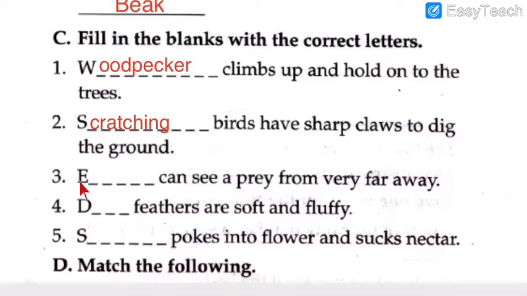Number 3, E dash can see a prey from very far away. So which bird is able to see the prey from a very far away distance? Try to think about the name of the bird starting with E and matching the characteristic written here. So the correct answer is eagle. Please write it down. EAGLE, eagle. Eagle can see a prey from very far away. Prey means the animals or the birds, the insects they eat.